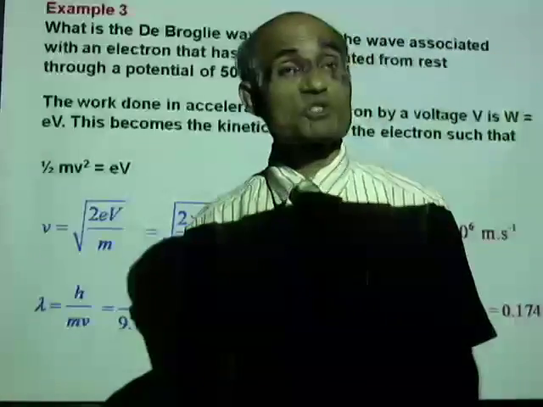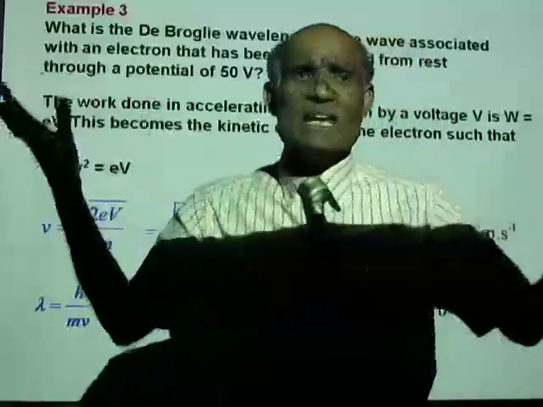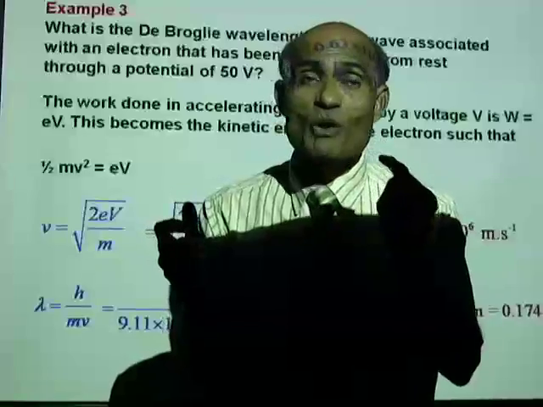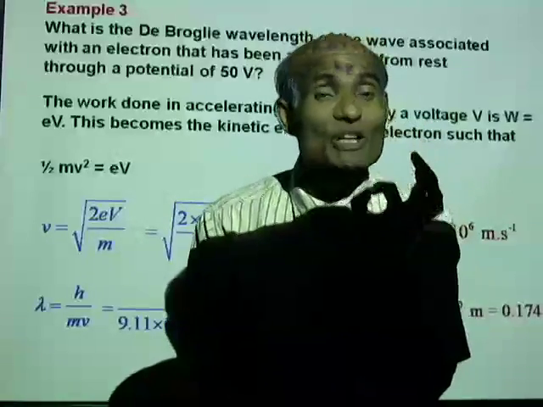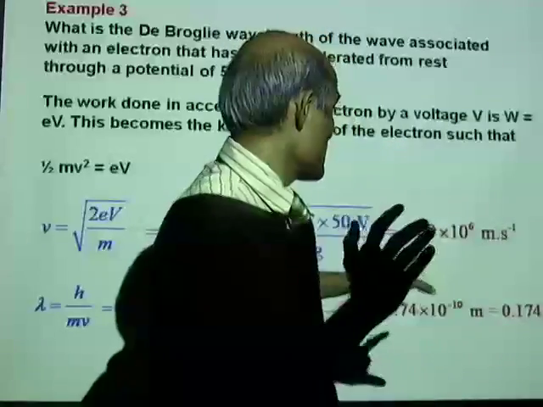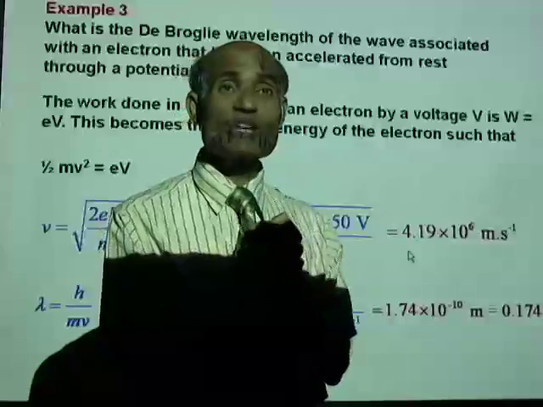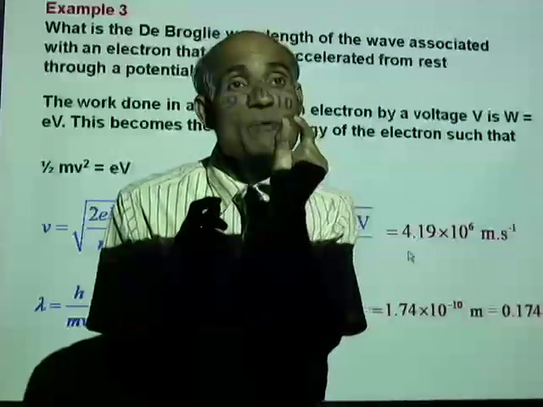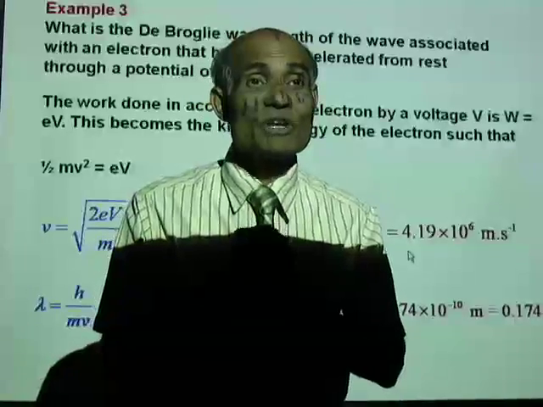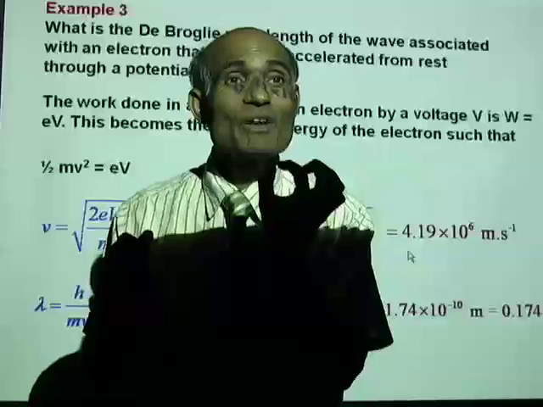Well, is that a small number? In our daily life, that is a very small number. But it is really not a small number when the size of the electron is taken into consideration. You see, if you compare that wavelength, which is 0.174 nanometer, with the diameter of an electron, actually 0.174 nanometer is hundreds of times the diameter of an electron.